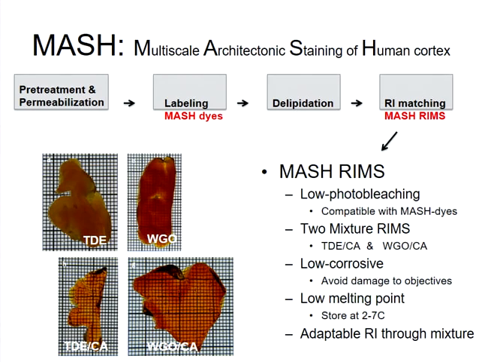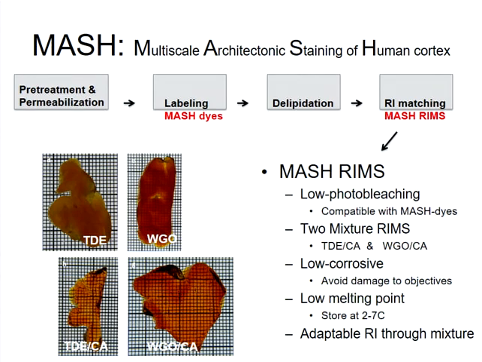appropriate RIMs, because the RIMs that so far have been used in solvent-based approaches were very photo-bleaching and very corrosive. So they would bleach dyes like this within minutes, so that you couldn't even image them. And so the RIMs that we've been able to develop are very compatible with the MASH dyes.